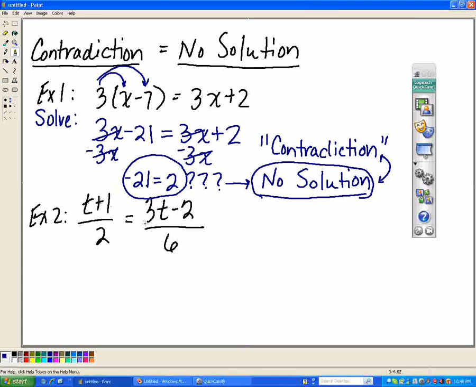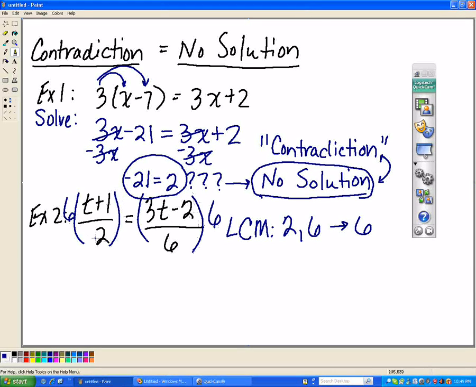Here, you might not be able to see right away that this is a contradiction, so you would probably just set out to solve it like you normally do. You'd look for your least common multiple of 2 and 6. Well, that is just 6. We can multiply both sides by our 6 in order to get rid of our fractions. Okay? We'd end up with 3t plus 1 on the left-hand side. On the right-hand side, we'd end up with 3t minus 2.